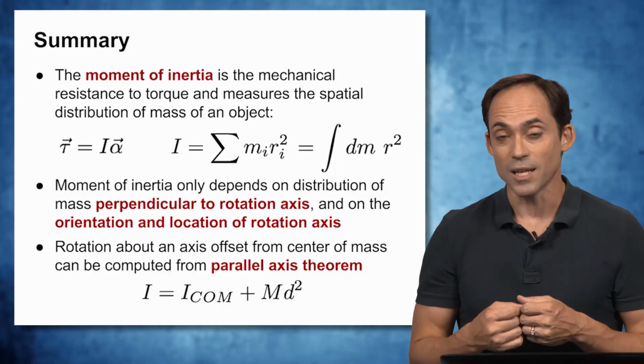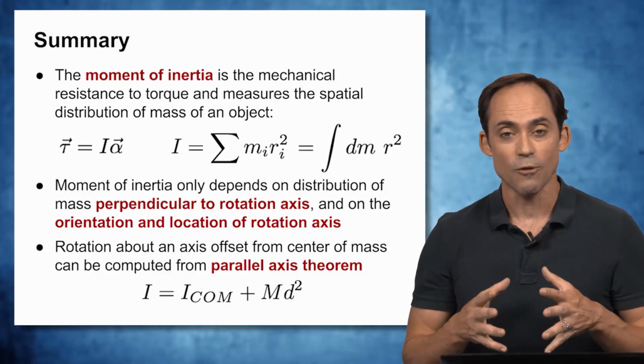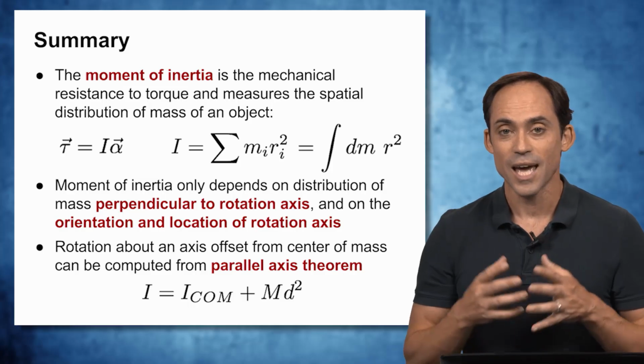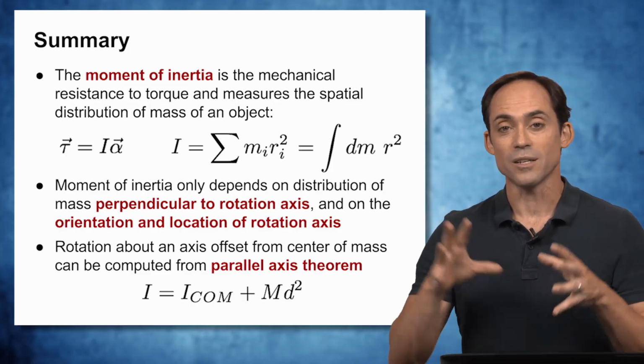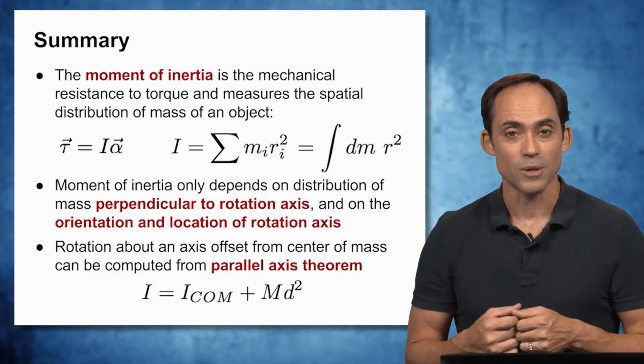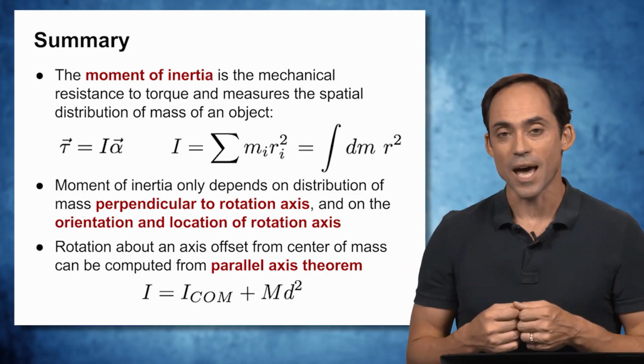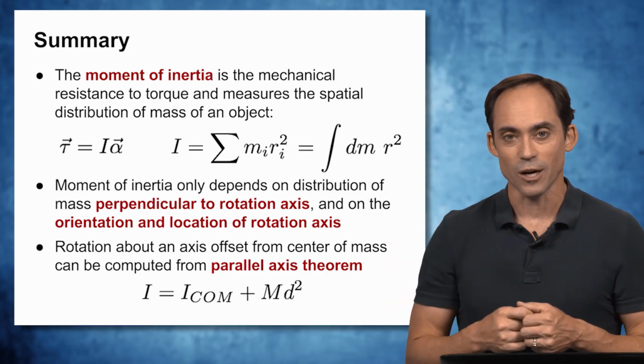Now, the moment of inertia depends on what rotation axis we're talking about, so it depends on the orientation of our object with respect to the rotation axis, and it depends on where our object is relative to our rotation axis. And we can use for the latter the parallel axis theorem to compute the total moment of inertia for an object that's offset by just adding the mass times that offset distance squared.